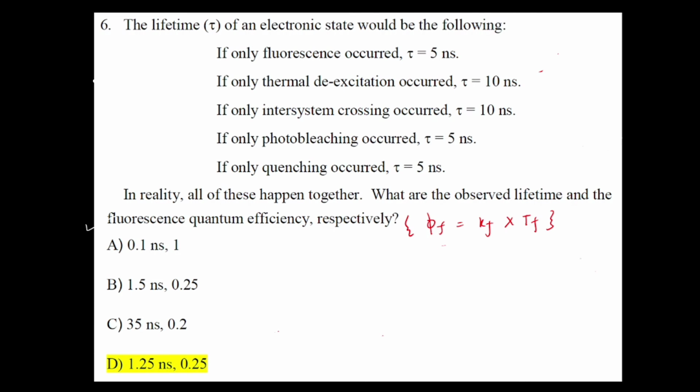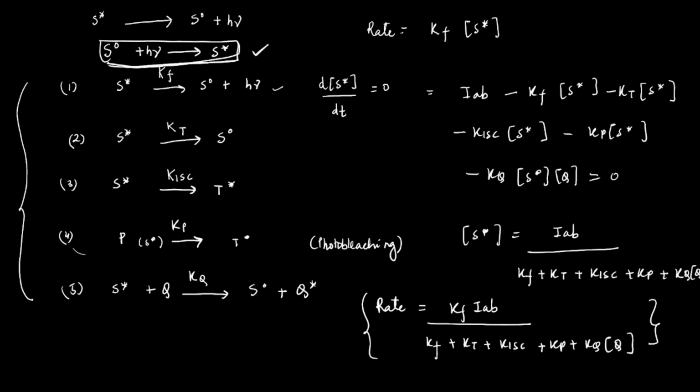Next, we need to figure out the observed lifetime, that is tau f, and theta f, your quantum efficiency. That is what we need to figure out. Now let's look at this particular question. Let me tell you one important thing. Can I say that the average lifetime is equal to 1 by k, your rate constant? How can we say that? For example, what is rate? Rate is actually concentration by time, right?